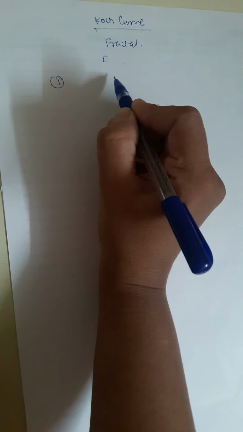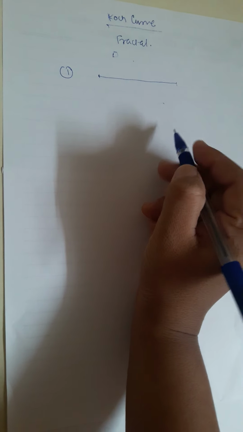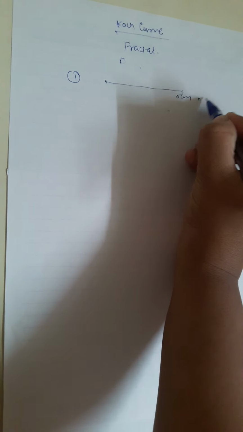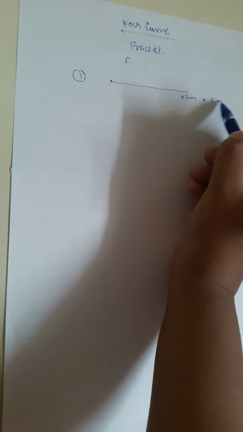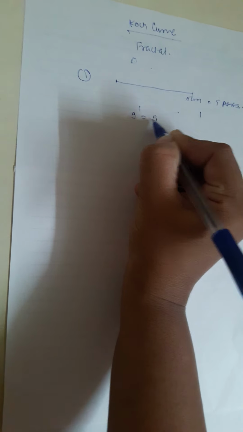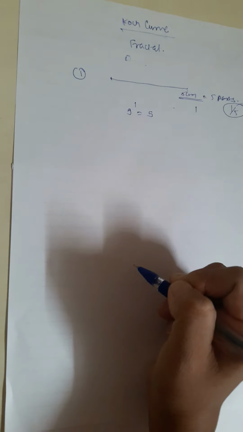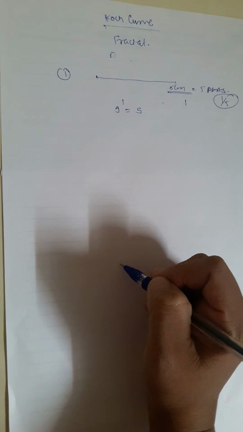Consider first a thread. Now if I want to divide it into equal parts, consider the length is 5 centimeters. I want to divide it into 5 parts, so obviously each length will be 1. So we can say 5 raised to 1 is equal to 5, or we can say we are dividing a thread of 5 centimeters into 5 sections. We are scaling it by 1 by 5.